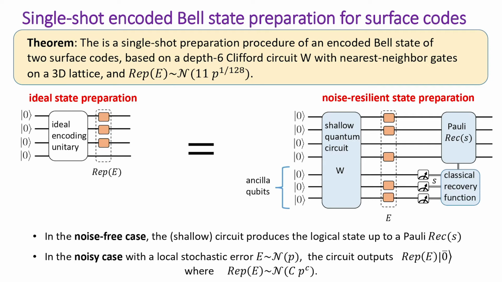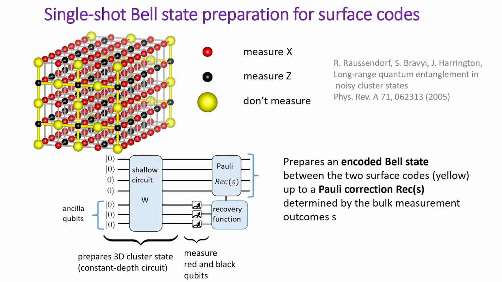And then after that, it's a lot of combinatorics to establish this bound. But first I have to actually tell you what the construction is. So we start with this beautiful paper from Raussendorf, Bravyi, and Harrington, where they look at long-range localizable entanglement in the 3D cluster state. And essentially that gives you a procedure.